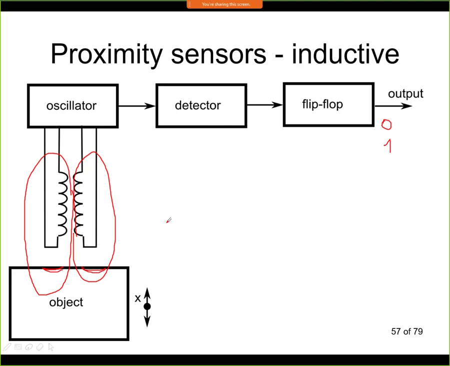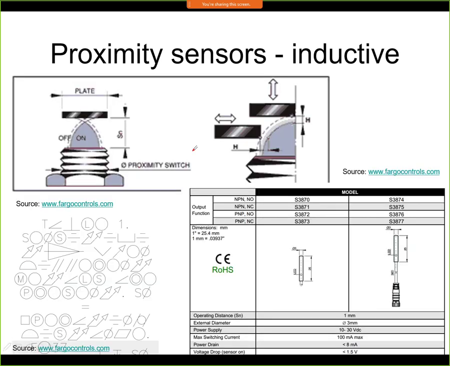So the object needs to be conductive, and best is if it's ferromagnetic, so if it's from iron. So inductive proximity sensors are traditionally used to detect metallic objects. Here is an example of how the sensor looks. For some reason there is no table here in my picture, so I have to do it without it. There is supposed to be some table.